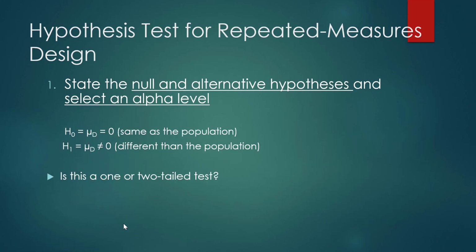So now, is this a one- or two-tailed test? The description just said that we expect there to be a difference before and after. So it's a two-tailed test, there's no direction implied. And we're going to set the alpha at 0.05.